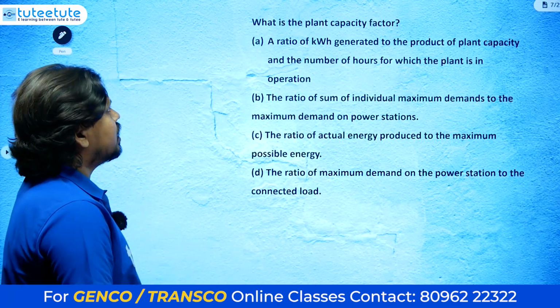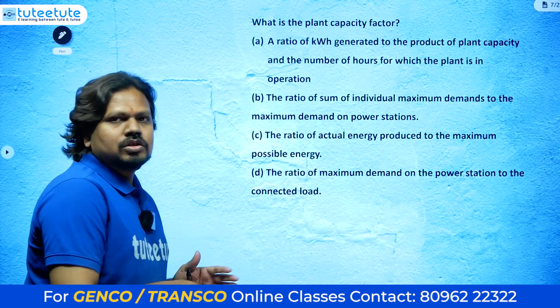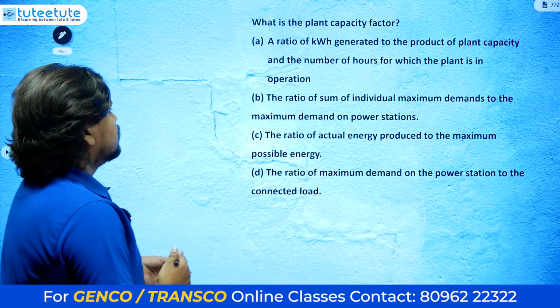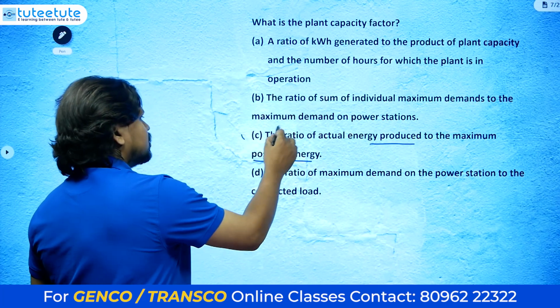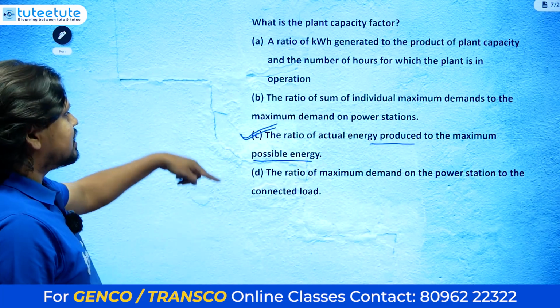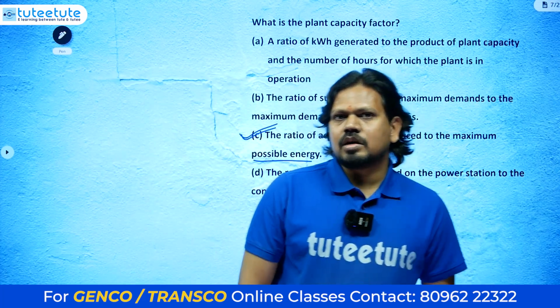The next question: what is the plant capacity factor? It's a direct definition only. It is the ratio of actual energy produced to the maximum possible energy. This is the answer. Let's see the other options, because they will confuse you with the other options. Just see the other options also.